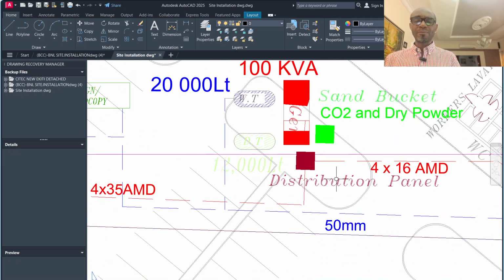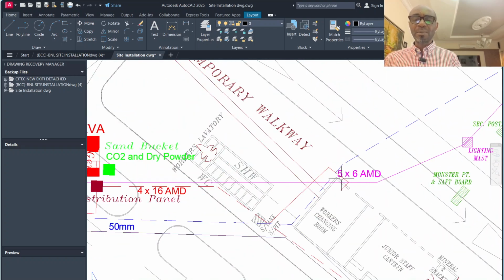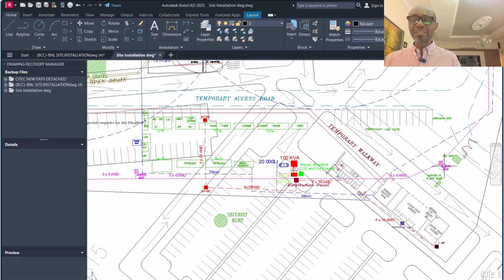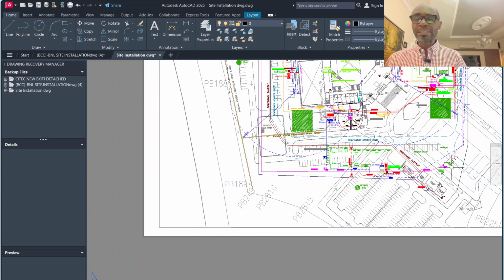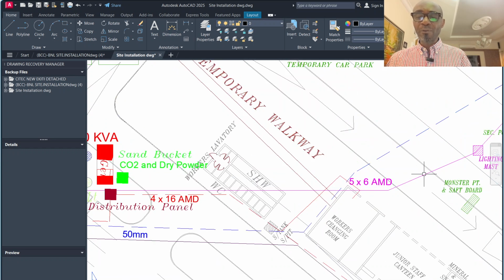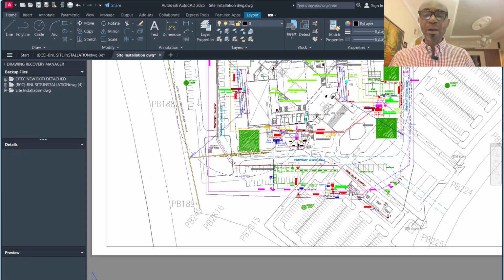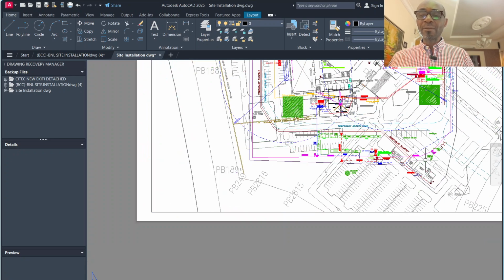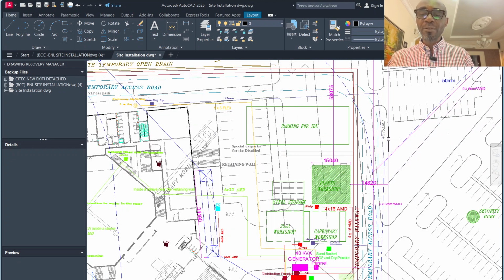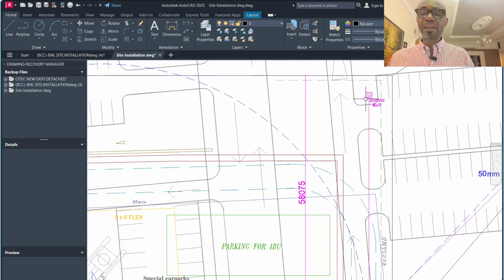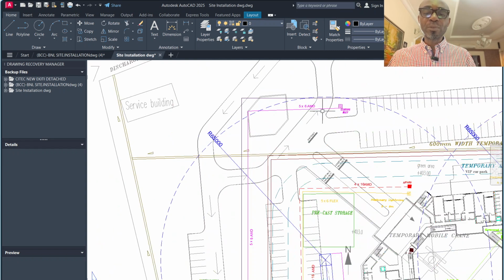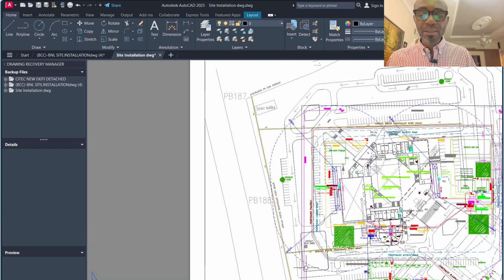Here now you have a distribution panel. You can see the cable 5 by, then you have a lighting mast. You can see how they light up the site. You see the color of cable is going round, and you have one mast here. You come to this area, you have another lighting mast here. You go to this other area, you have another lighting mast.